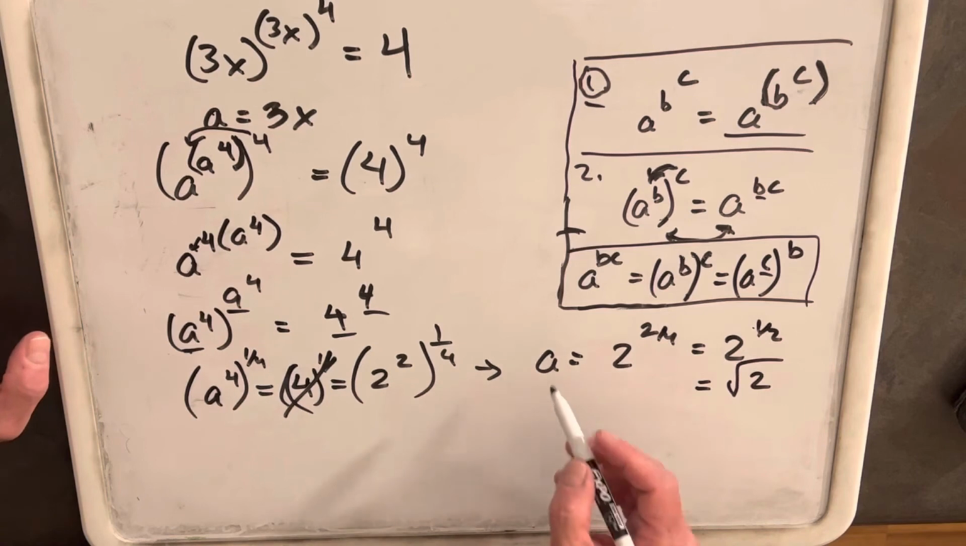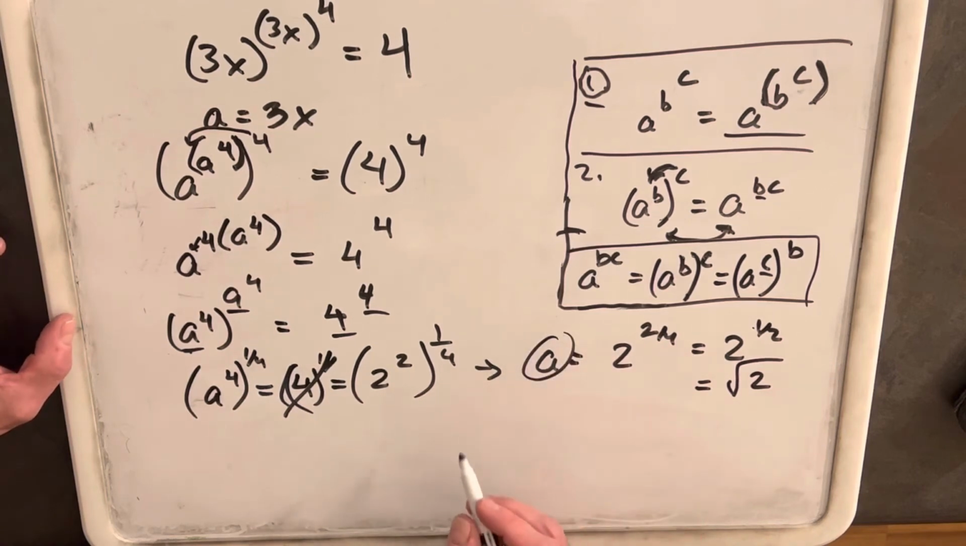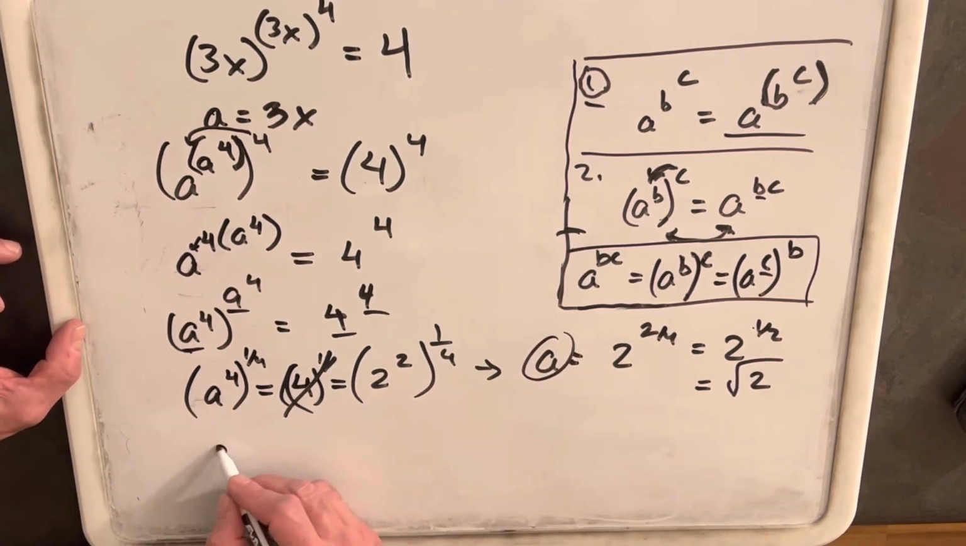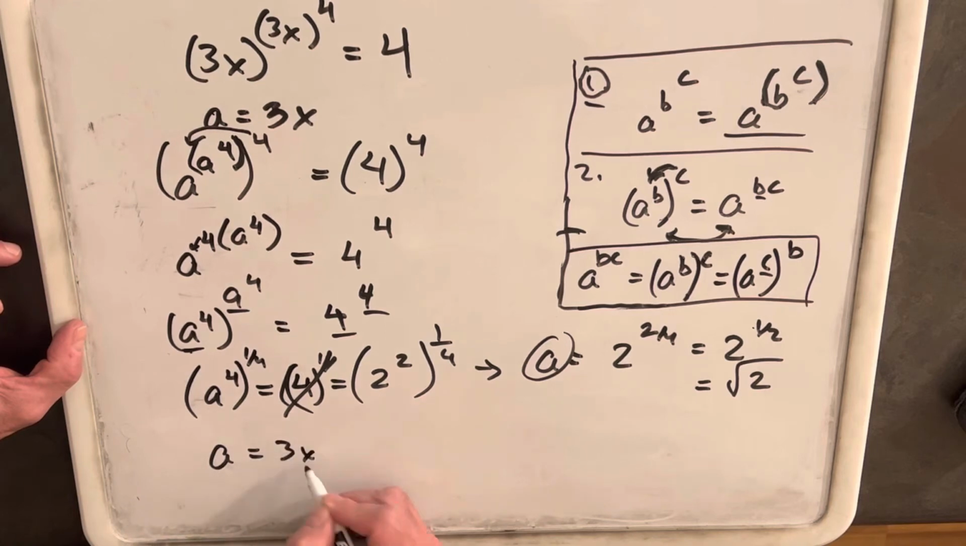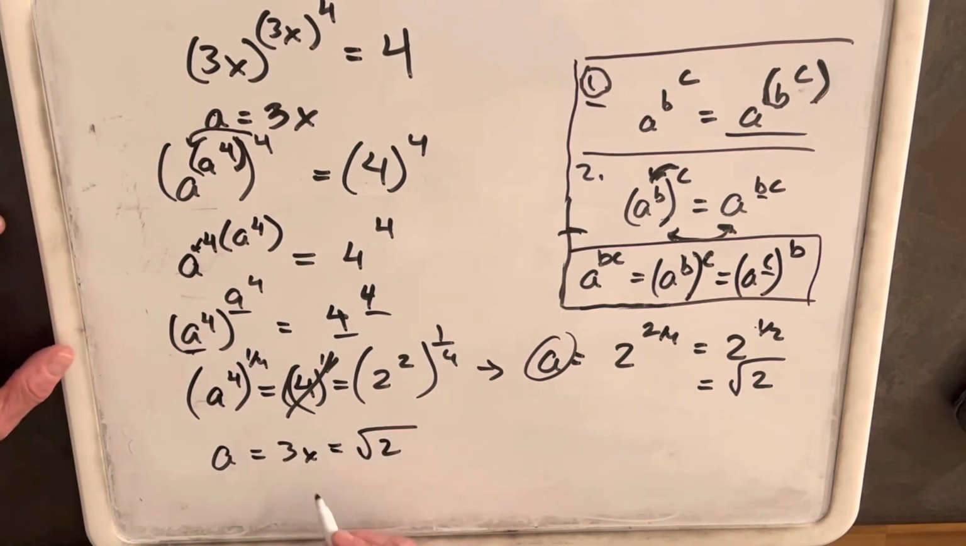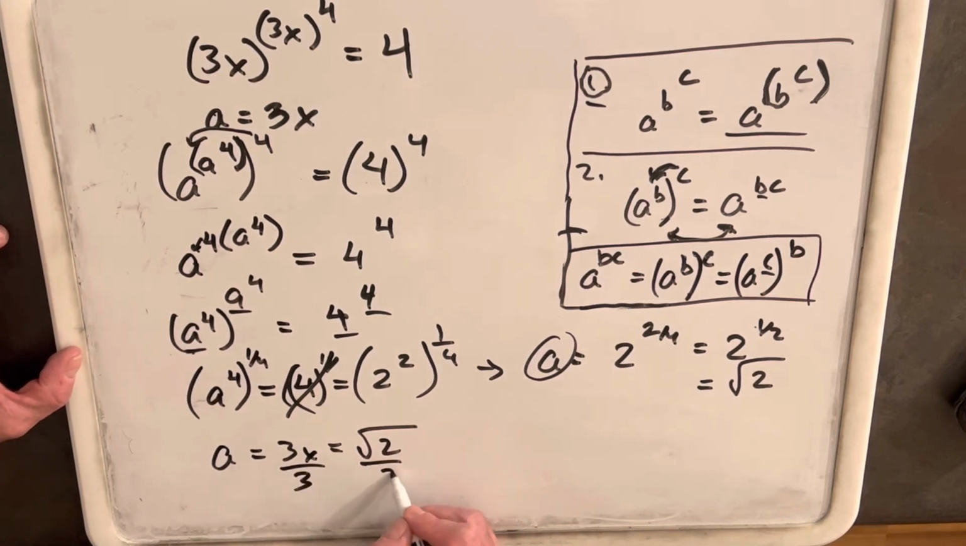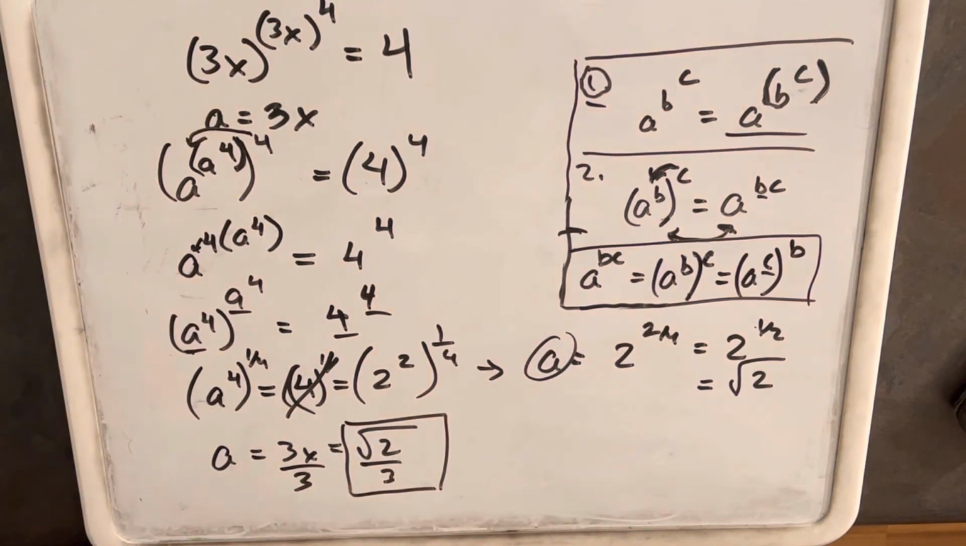Now the only thing is here, we don't want to solve for a, we want to solve for x. But we'll remember a equals 3x. And so we can just divide both sides by 3. And we end up with x equals square root of 2 over 3. Now let's just check that answer real quick.